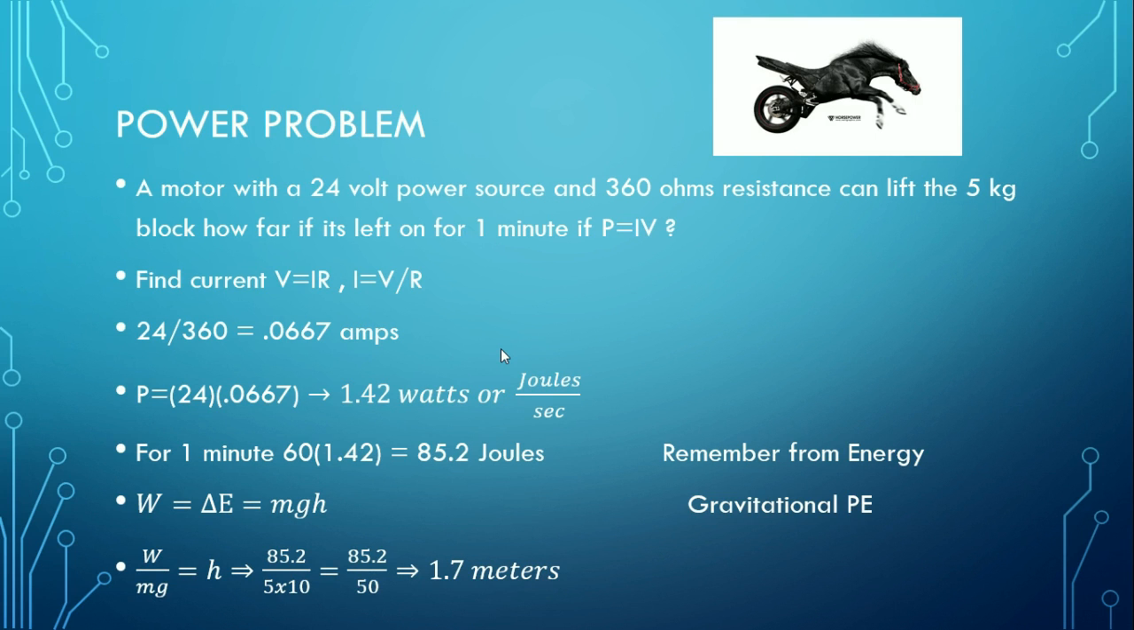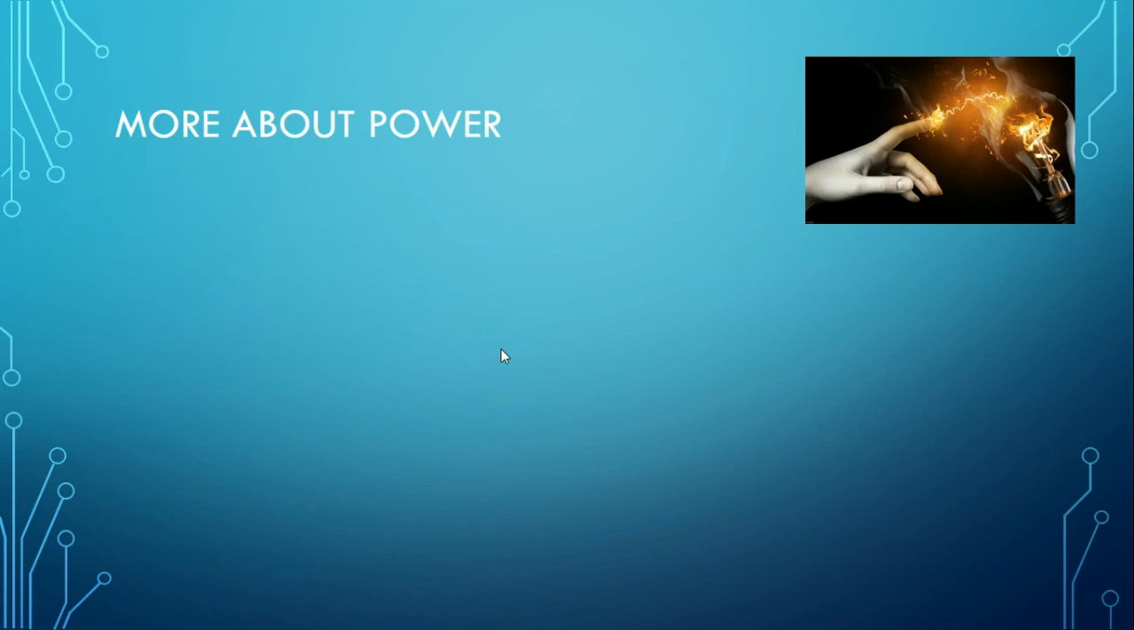85.2 divided by 5 times 10 because it weighs 5 kilograms, and gravity is 10 meters per second squared. So 85 divided by 50 gives us 1.7 meters approximately. So this motor can lift this block 1.7 meters in 1 minute.